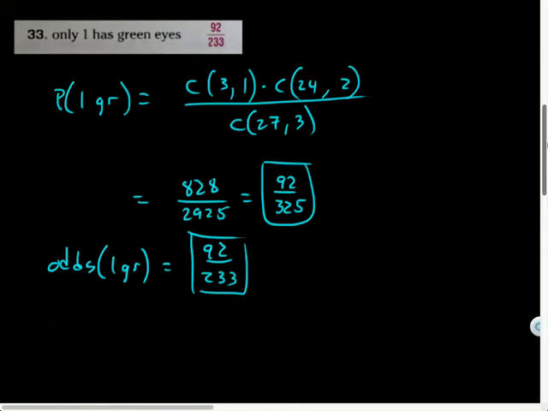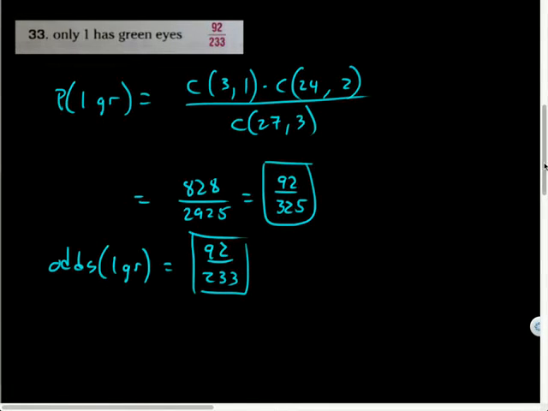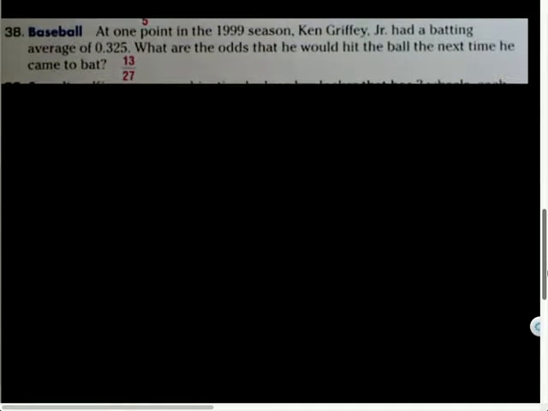So bam, not bad, not bad. I do like these problems that require you to know more than just your original assumption, right? I can't just count how many ways I could select green-eyed students. I had to figure out where these other 2 were coming from. That is very good thought process. I like it. Let's see, 38.